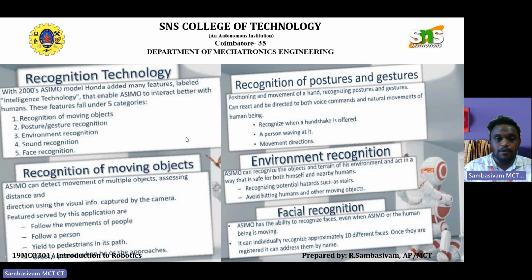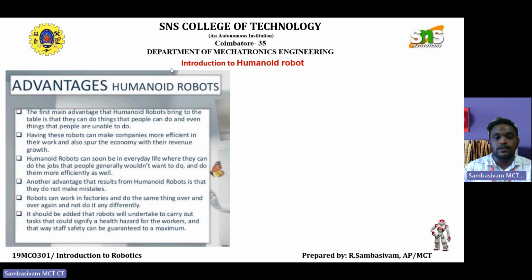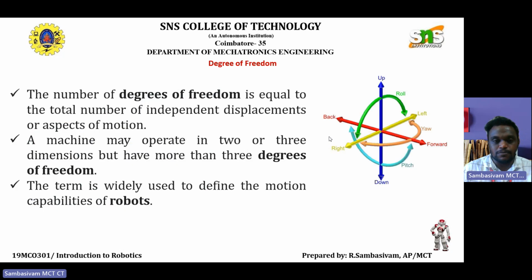As I said, there are various advantages of humans and robots. One of the main advantages is that they can do things that people can do, and even things that people cannot do. Also, there is economy, the time saved by them, and everyday routine life can be done using these robots. One more thing is that they do not make mistakes unless they are given a bad or unwanted command. Robots can also work in factories and carry out tasks where there is a health hazard for the workers. These are the main importance of humanoid robots.